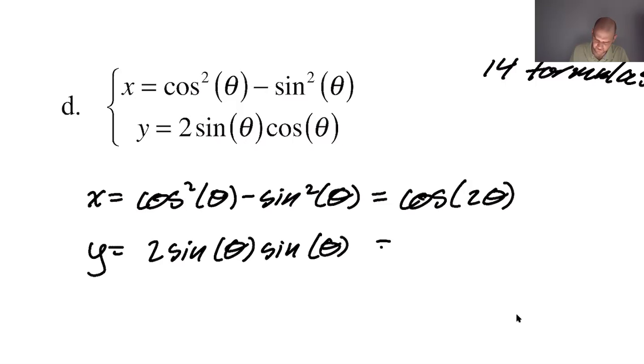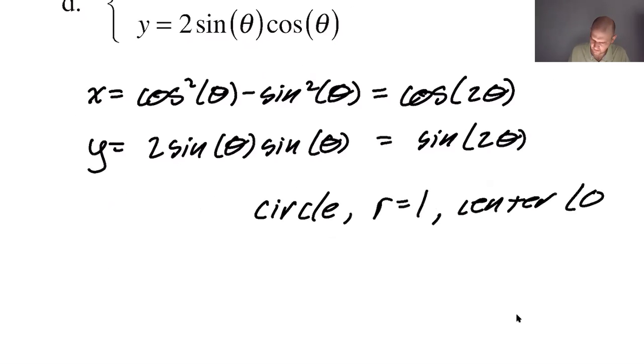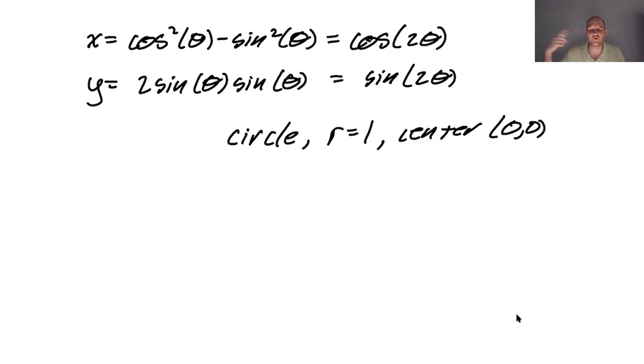Which I was suspecting already, because as soon as I see cosine of 2 theta, I think it's probably going to be sine of 2 theta, so that it's a circle. So this is a circle with a radius of 1 and a center at the origin. I know that because I recognize it's basically the unit circle, but going twice as fast, right?